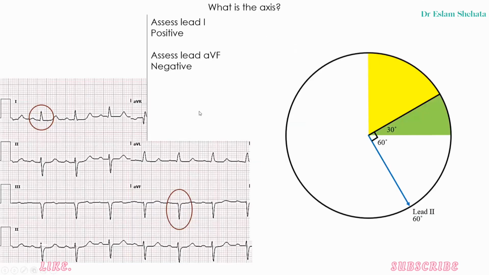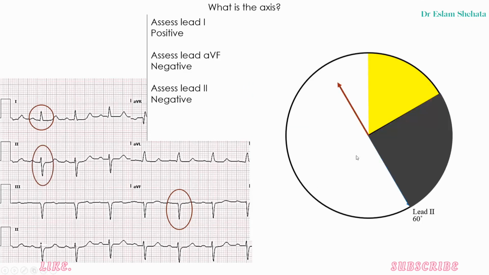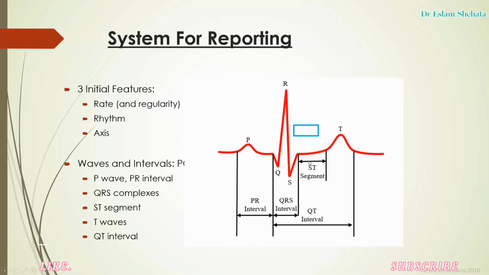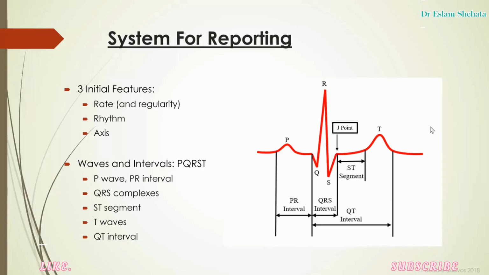So going back to here, assess lead 2. Lead 2 is negative, so we're somewhere up here, left axis deviation. So we've done our three initial features, rate, rhythm, and axis, so now we'll move on to waves and intervals, starting with the P wave.